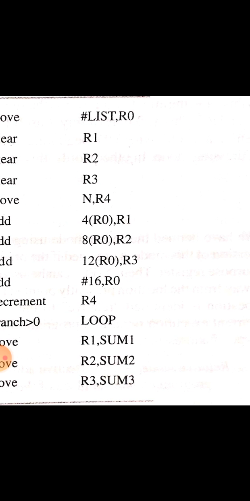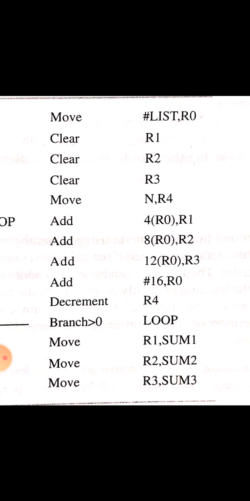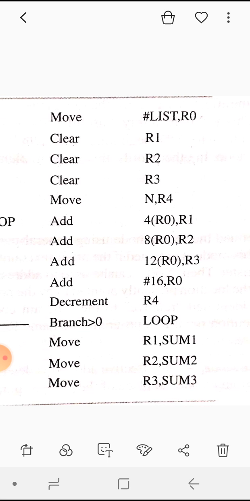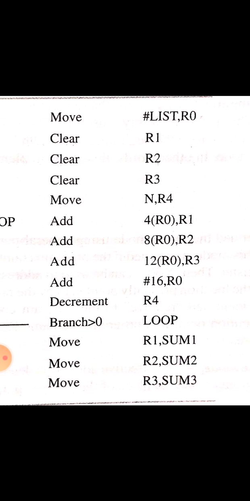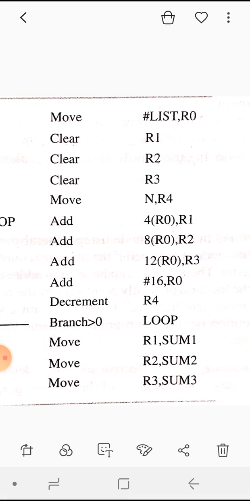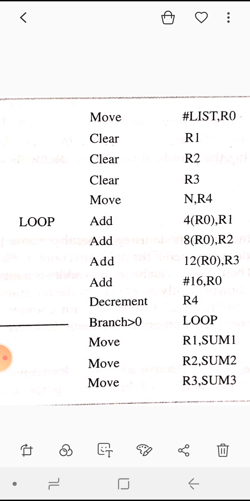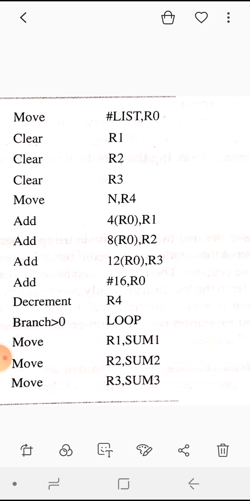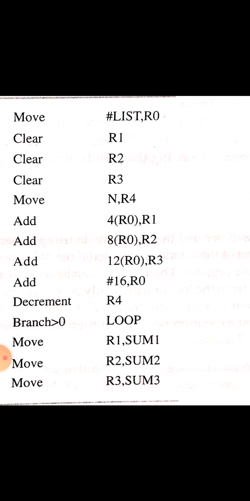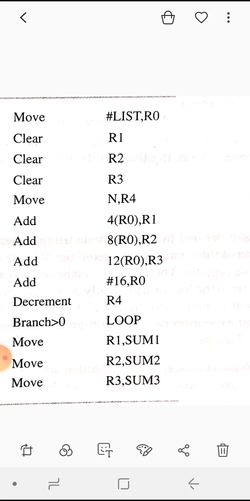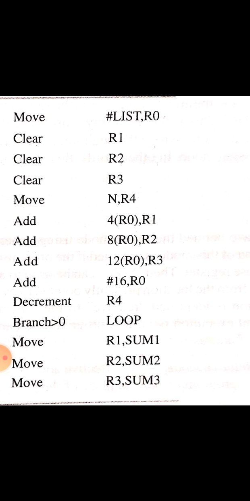So I have shown you the example. Next, you will be using R4, which is acting as a counter. So after every student's information, you will keep on decrementing it. If it is greater than 0, then you have to go back to the loop. And after this, every mark will be added and stored in the locations sum 1, sum 2 and sum 3.